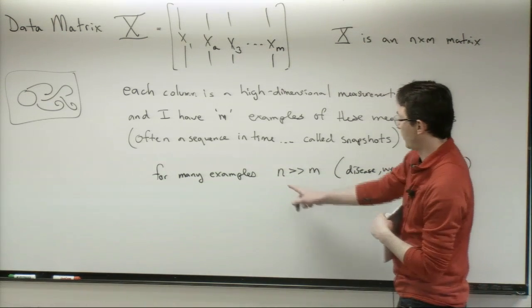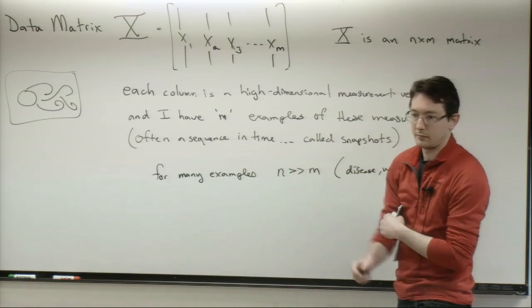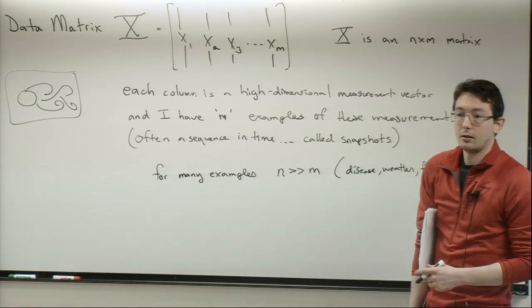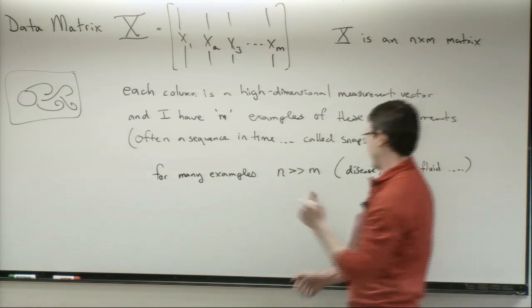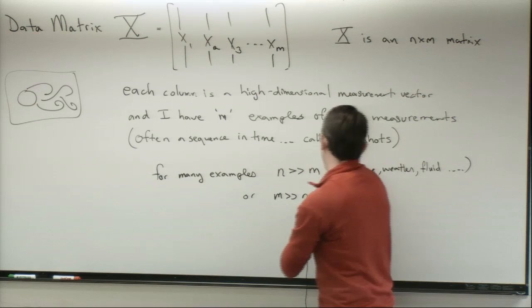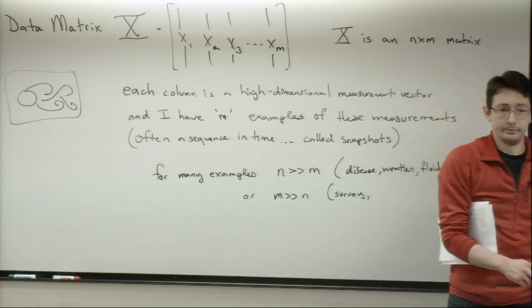There are a few examples where m is a lot bigger than n. Any ideas what some examples would be? Yeah, the survey is a great example. Or m might be much bigger than n. This would be the survey. What's some other good example?